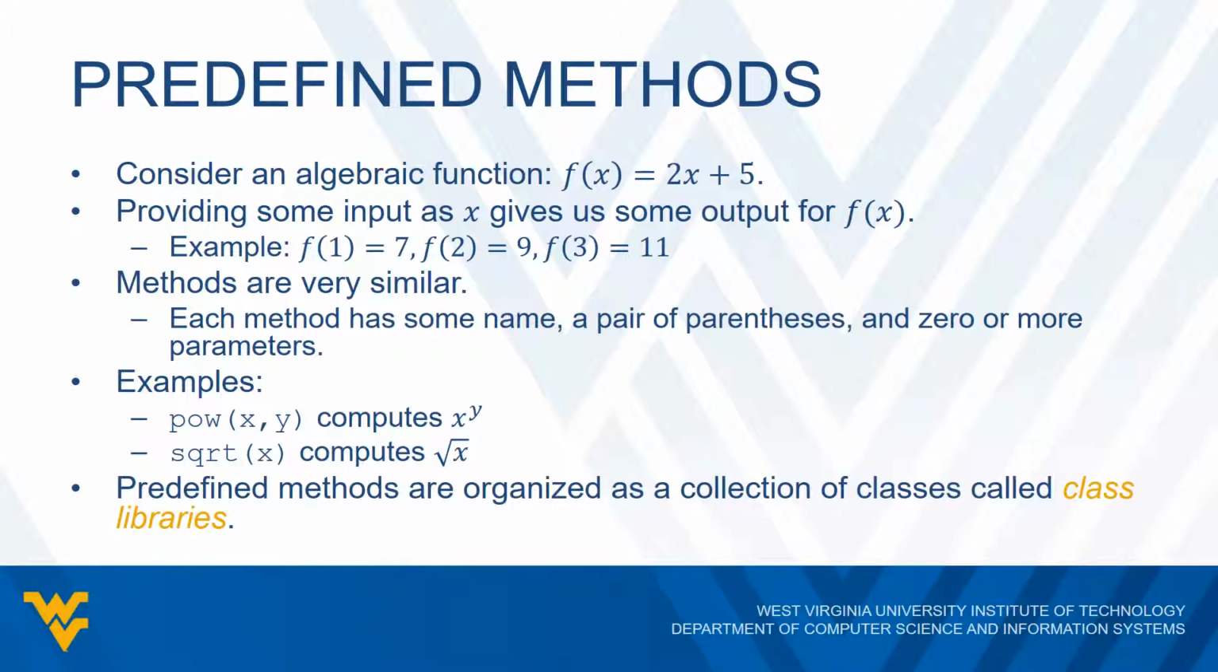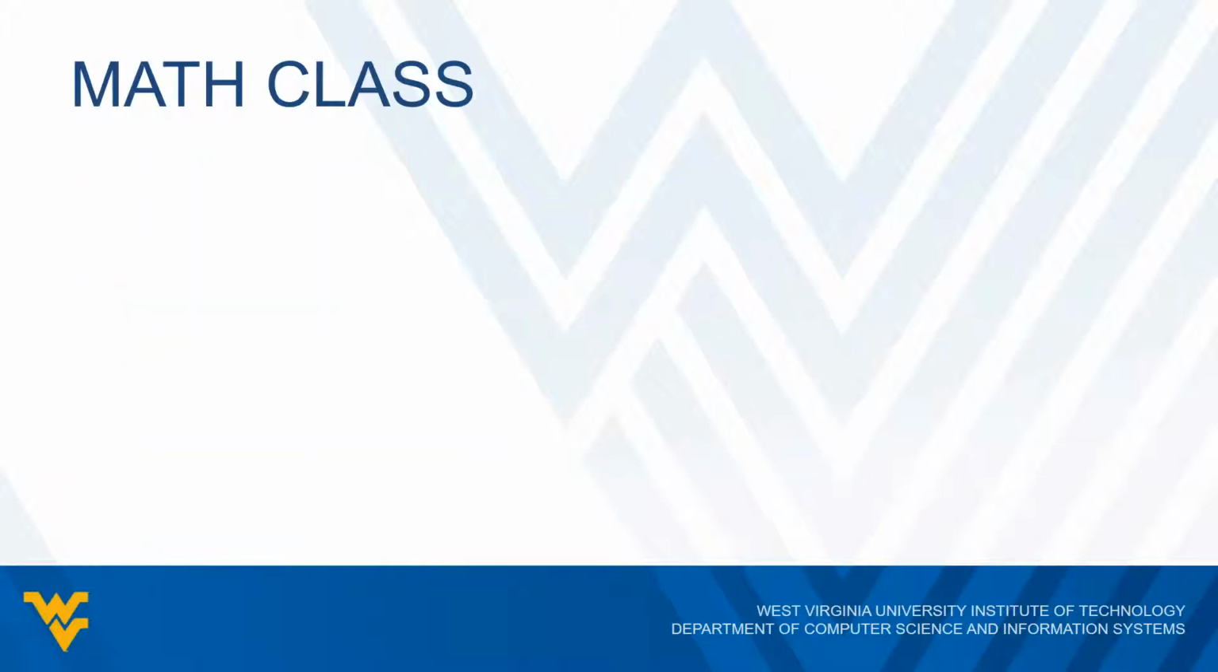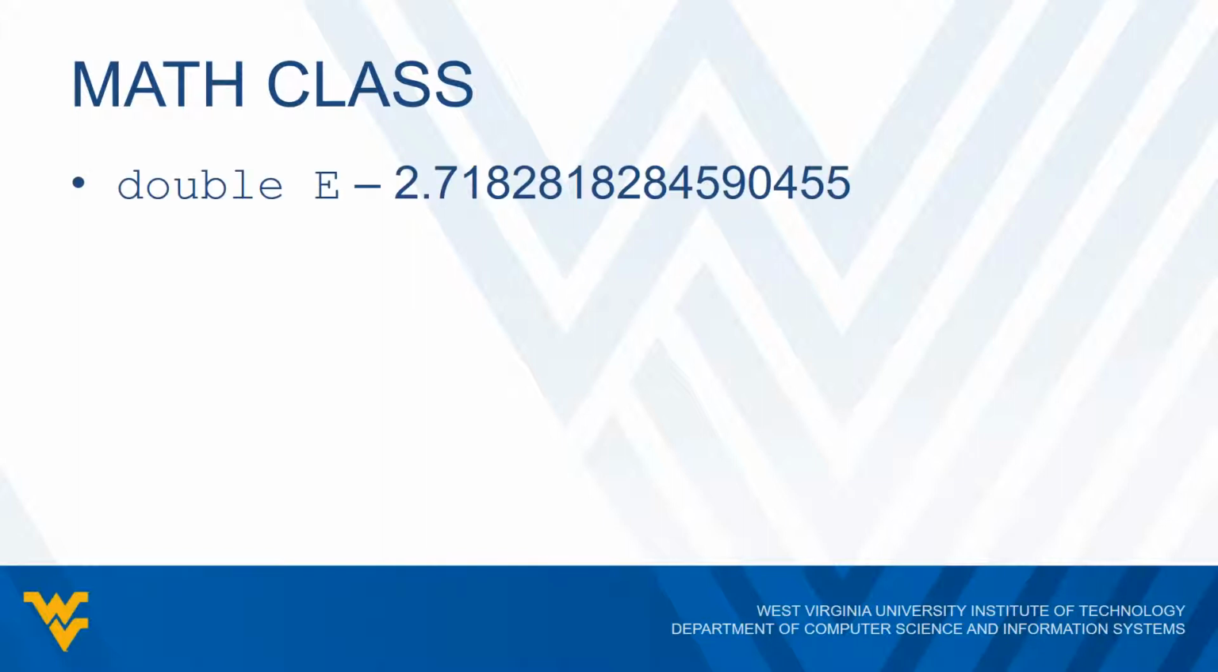These predefined methods are organized as a collection or group of classes, and we call this the class libraries. Let's take a look at the math class in more detail, because the math class contains several methods and constants that we're going to be using in a lot of programs. First, we have the constant e, which is a double, and it's set to 2.71, and I'm not going to say all the digits, but you can see that it's pretty useful to have this. Instead of having to type out this number every single time we want to use e, we can simply use the e constant given in the math class.